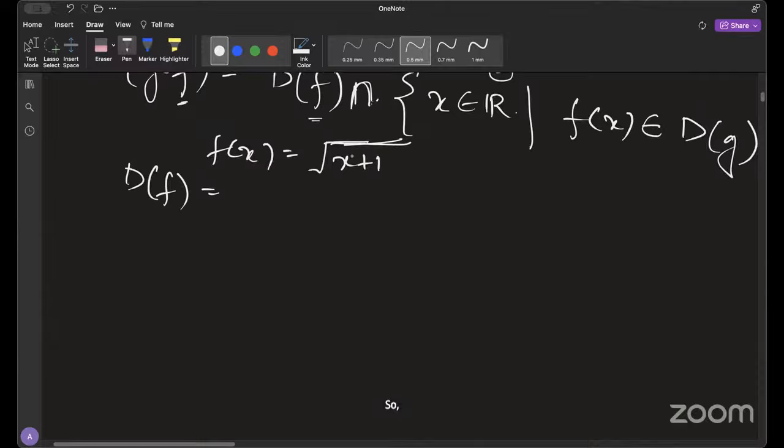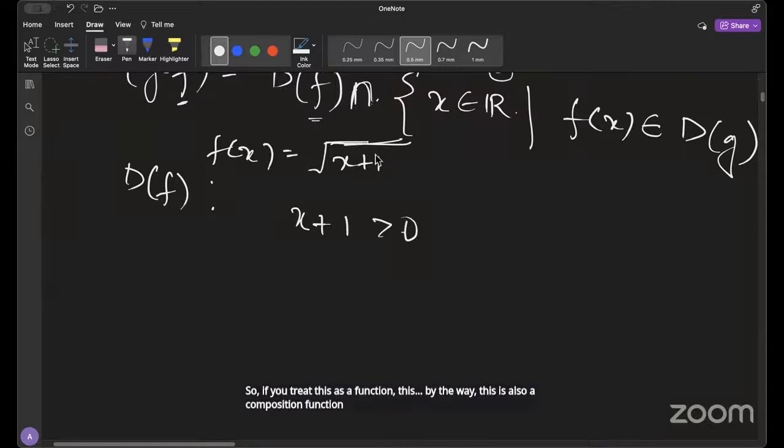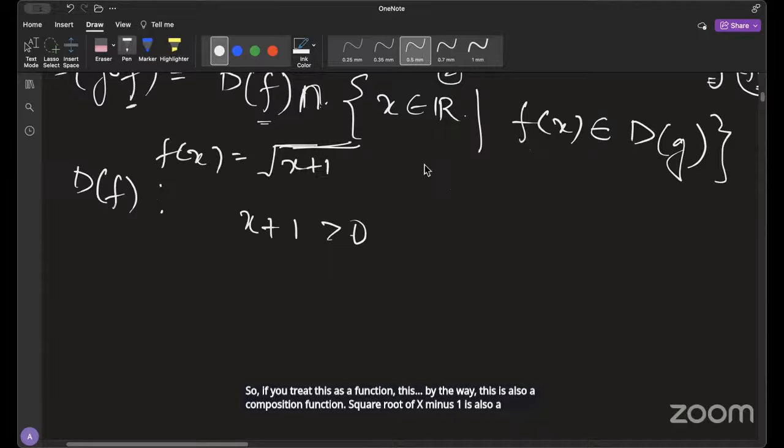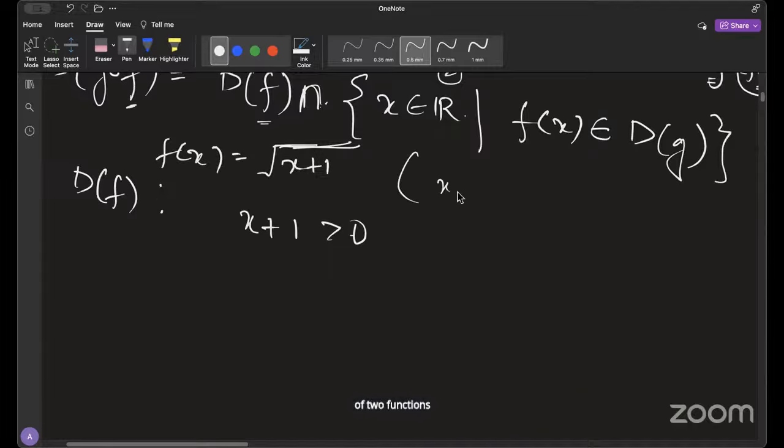So domain has to be this, what's inside, right? What you can put here in place of x. For the domain of f, you need to make sure that your x plus 1 should be greater than 0. By the way, this is also a composition function. Square root of x plus 1 is a composition of two functions. One is x plus 1 and the other function is square root of x.